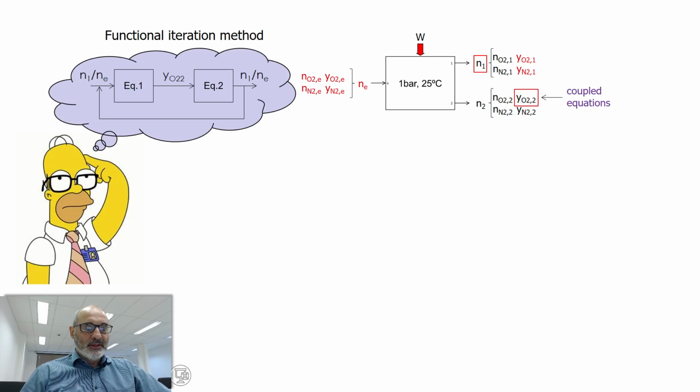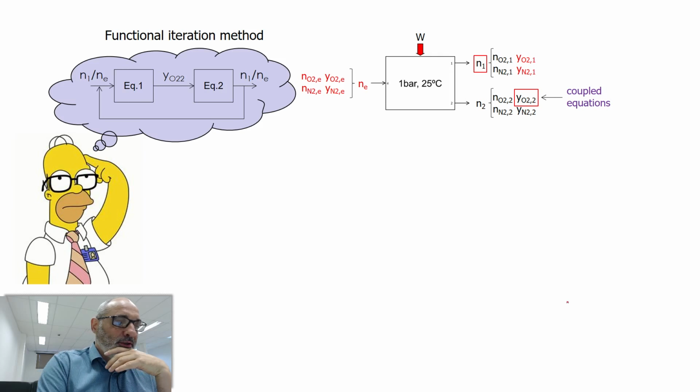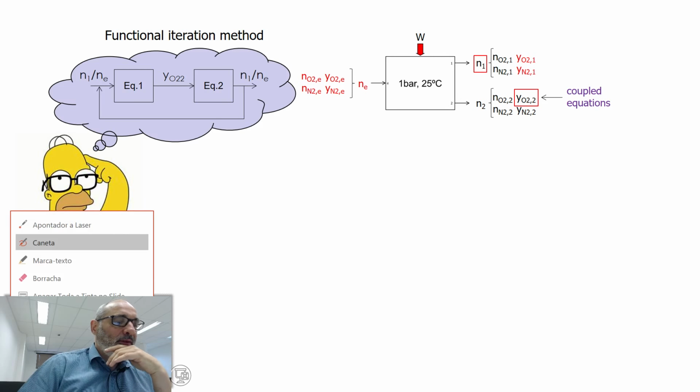What are those equations? So let's see. Well, actually, I don't know if I have time. Yeah, I have time. I'm going to show you 2 methods to solve this problem. A very silly method, let's say, a very widespread one. I don't know, 99% of engineers, especially traditional engineers, use this method that we call the functional iteration method.